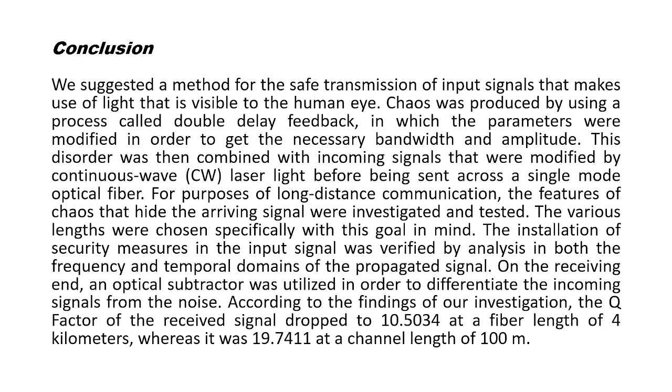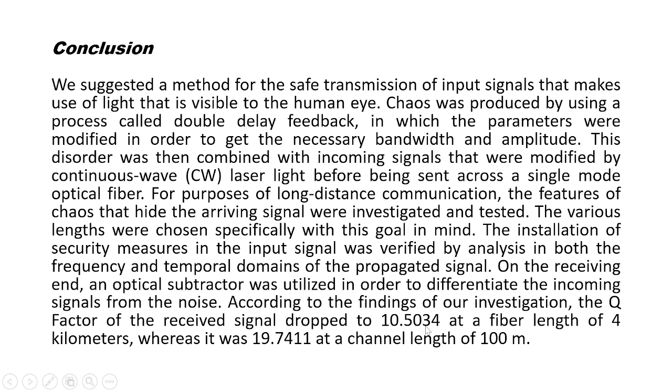We suggested a method for the safe transmission of an input signal that makes use of light that is visible to the human eye. The chaos is produced using a process called double delay feedback, whose parameters are modified to get the necessary bandwidth and amplitude. This is when we use a continuous wave. This is the result that I show. For the installation of security measures, the input signal was verified by analysis in both the frequency and temporal domains.